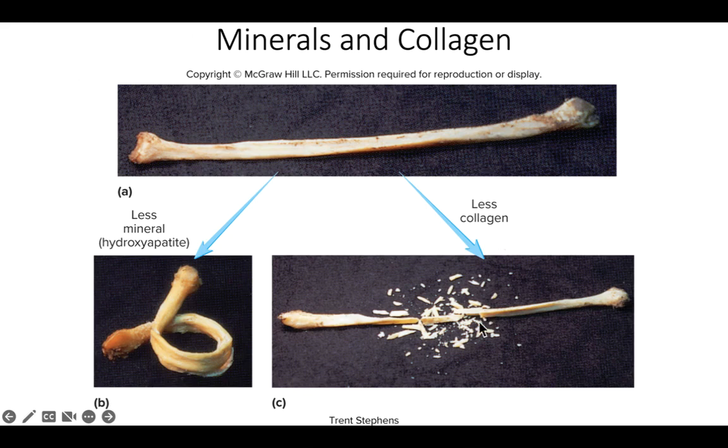So this figure is trying to show you that bones are not just hard, rigid structures because of the calcium and the phosphate. They also have to have flexibility from having collagen in the bone. All right?